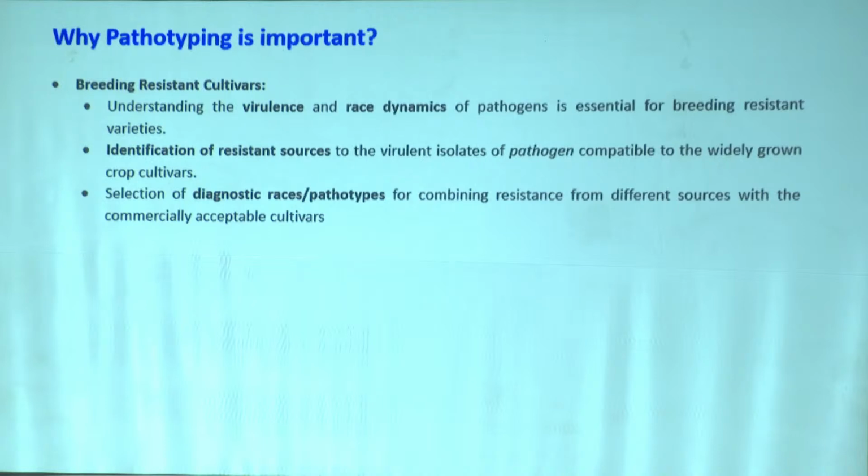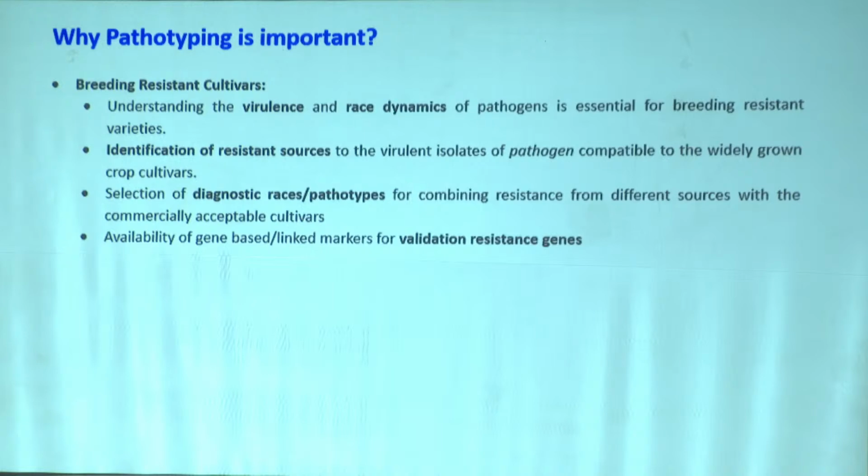Then comes the selection of diagnostic races or diagnostic pathotypes. With the differential host, the resistance mechanism or origins may be known, or may be unknown. Where origins are known, these diagnostic pathotypes help to identify novel resistance genes, because we have already identified pathotypes against the different origins that are available. Based on these diagnostic races or pathotypes, we may be able to identify novel resistance genes. Then the novel resistance can be validated by existing resistance gene-based markers.